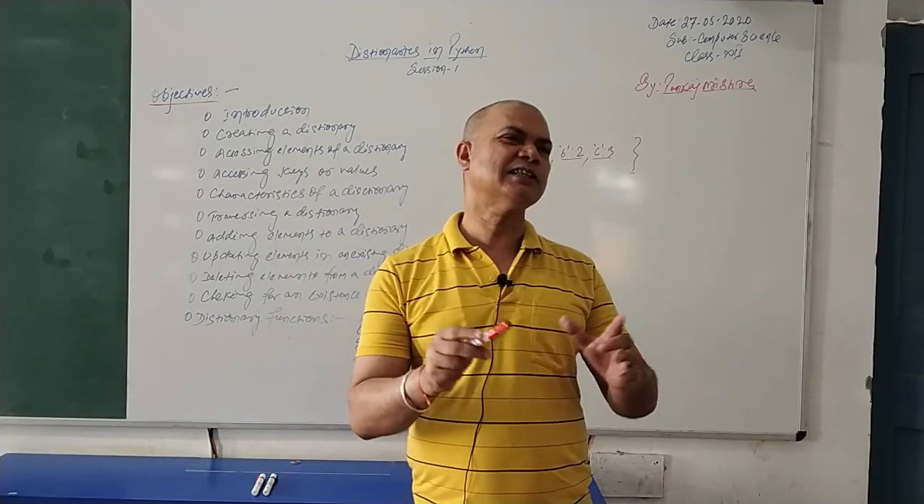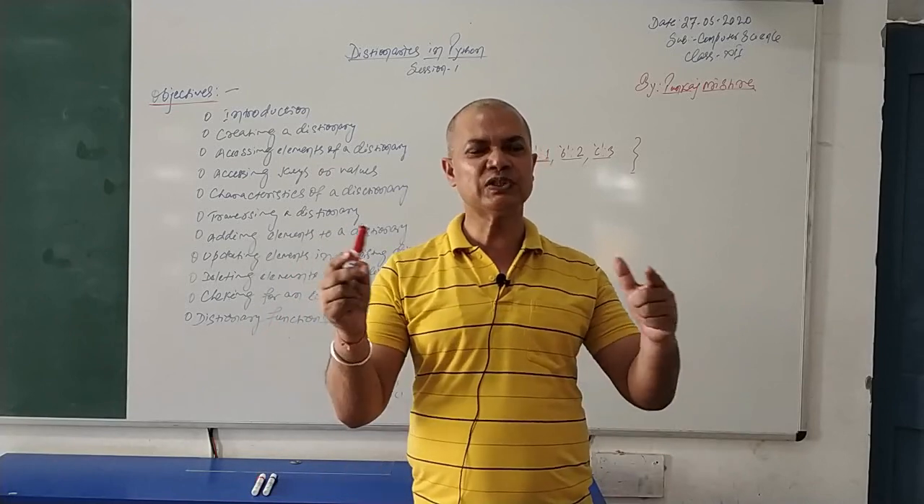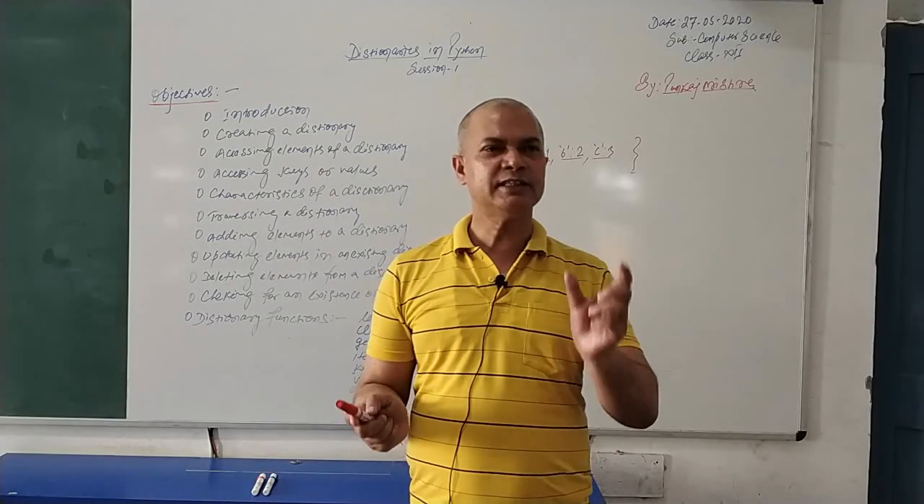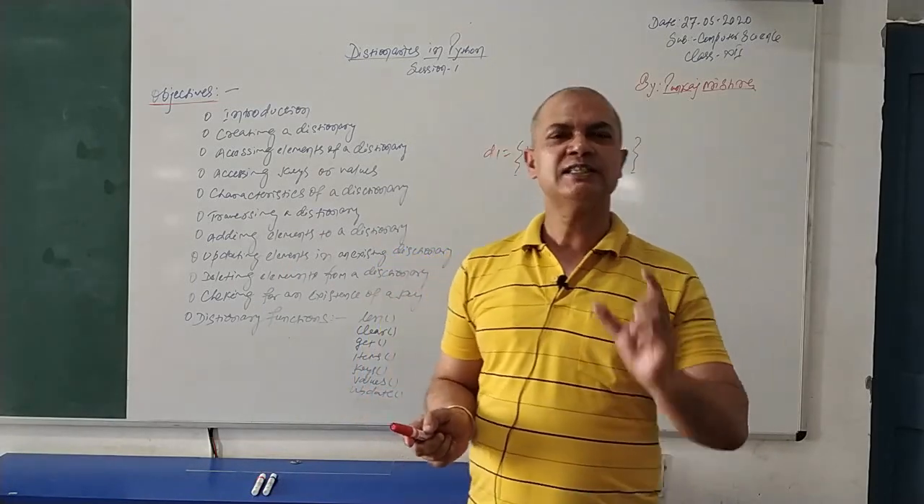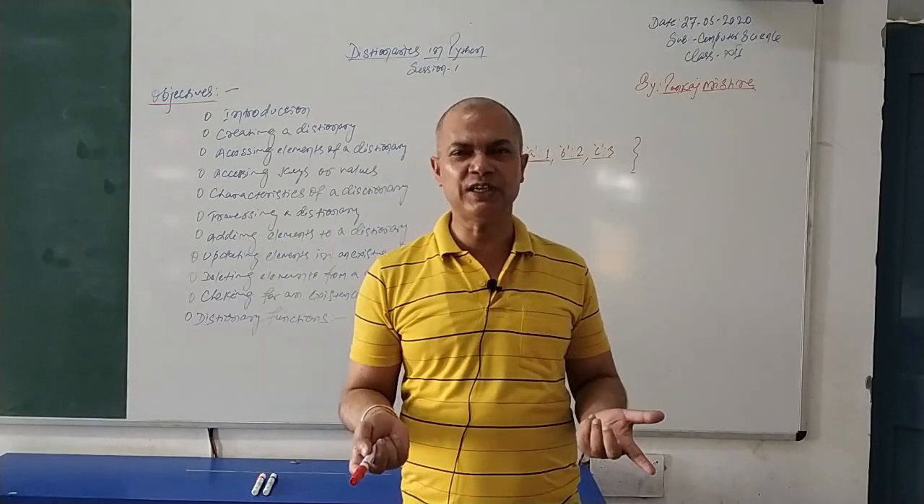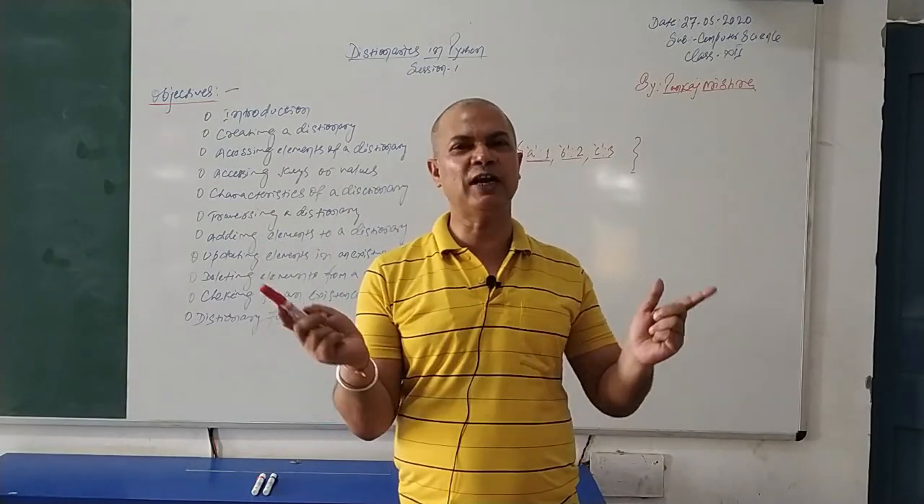So I hope the dictionary definition must be very clear to all. It is one of the data types in Python which stores the elements in the form of key-value pairs, where the two things together you write separated by a colon, then a comma, then another set of key-value pairs, and likewise you'll keep on adding.